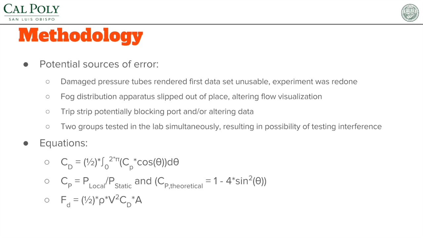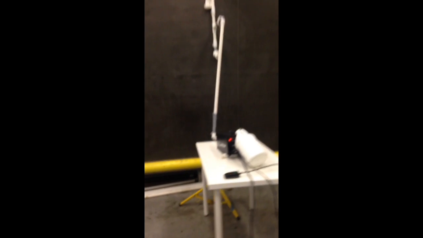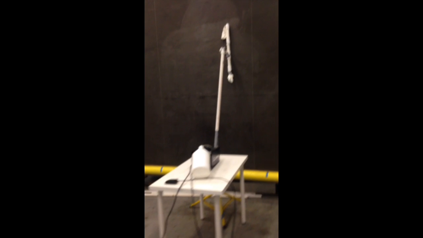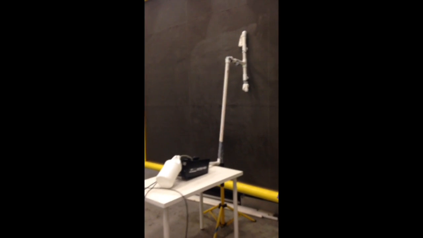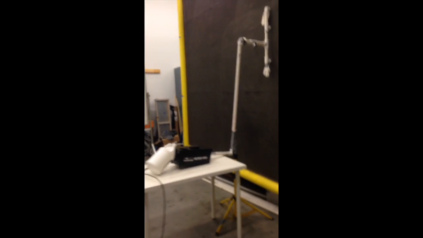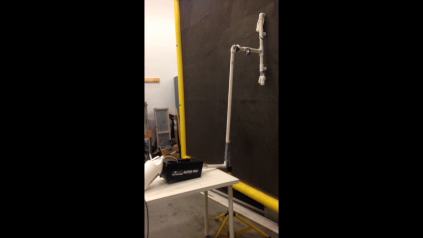There were multiple sources of error to be considered for this lab. Due to a damaged test rig and punctured pressure lines, our first set of data was deemed unusable. The experiment was repeated to get reliable data. Additionally, the fog distribution apparatus slipped out of place on multiple occasions. Although this did not affect the pressure data, it did alter flow visualization images.